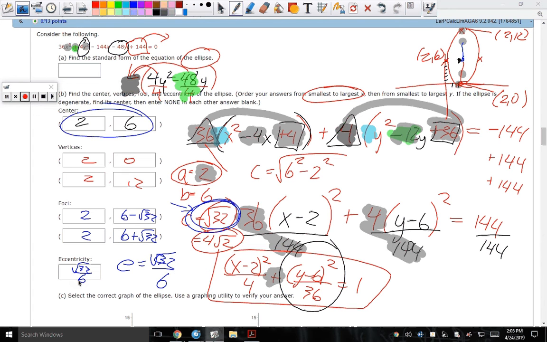Questions? Okay, yeah, for the vertices, I need to look at my standard form and know that size matters. So the 36 is up and down. That one's bigger. So the vertices are going to be the ones that are up and down from that center, not the left and right. Questions? All right.